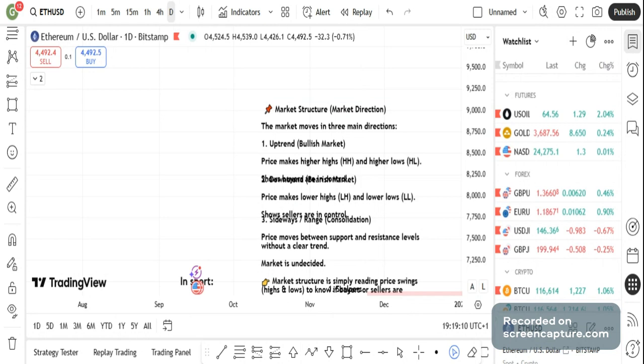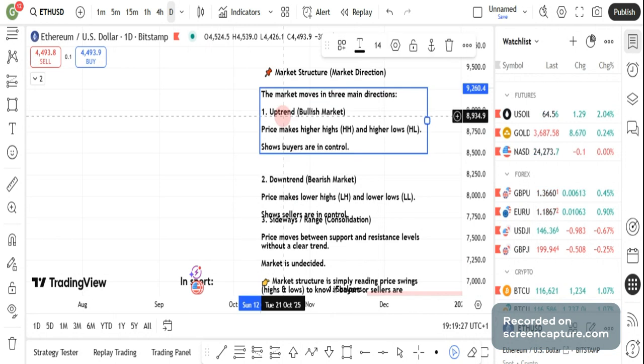All right. So now the second thing you have to understand is, if you want to know how to do analysis and how to generate signals by yourself, you have to understand market structure, which is very, very important. Now we have three types of market structure, which I will not waste time on. The first is the uptrend, which is also known as the bullish market.